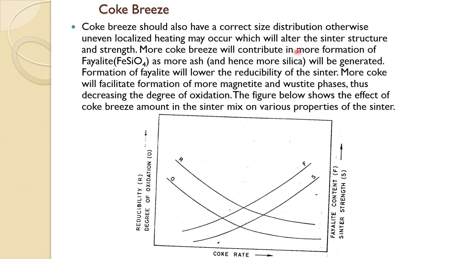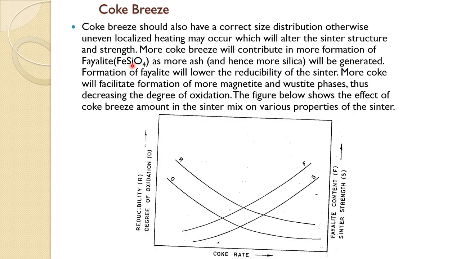More coke breeze will contribute to more formation of fayalite. Now, as we know, the coke is associated with ash, and ash has silica in it, which forms iron silicate, and formation of fayalite actually reduces the reducibility of the sinter, which we really do not want in the blast furnace. However, it increases the strength, but the reducibility is much more important. Also, more coke facilitates formation of more magnetite and wüstite phases, thus decreasing the degree of oxidation, which is also not good.